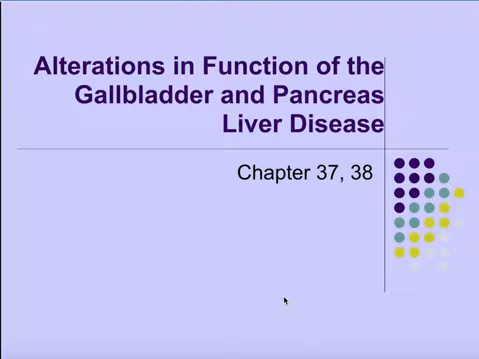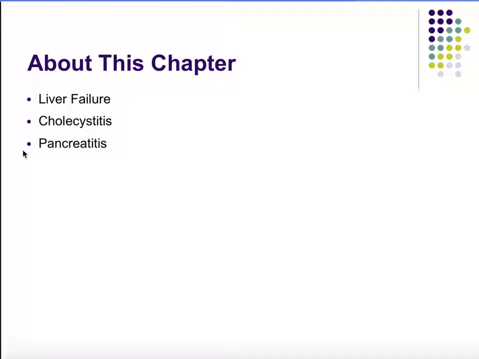Chapters 37 and 38, we're looking at alterations in the function of the gallbladder, the pancreas, and then liver disease. So we're actually going to start with the liver. So we'll talk about liver failure, and then we'll talk about cholecystitis and pancreatitis.